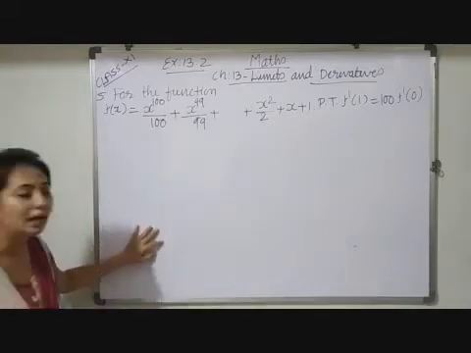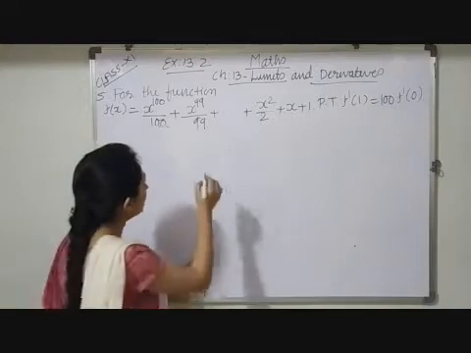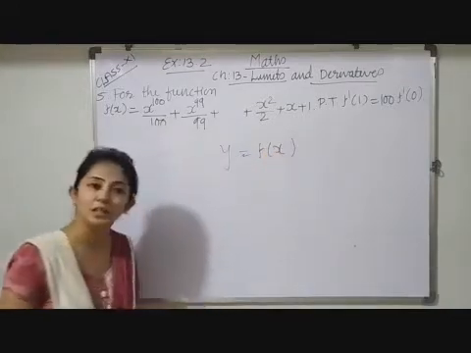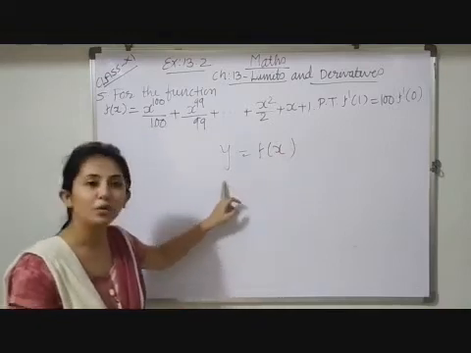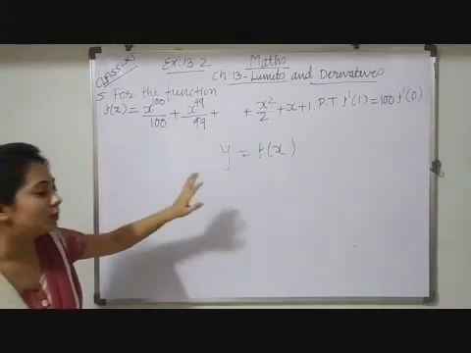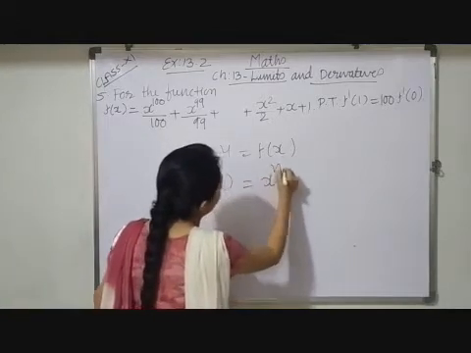As we know, from the second chapter we are studying functions. A function we denote as y is equal to f of x. So if I write f of x or y, the meaning is the same. So here f of x is this. Suppose I have f of x equal to the general form x to the power n.